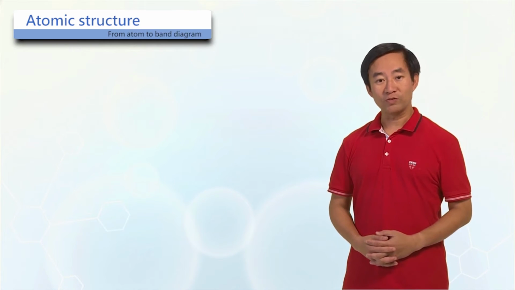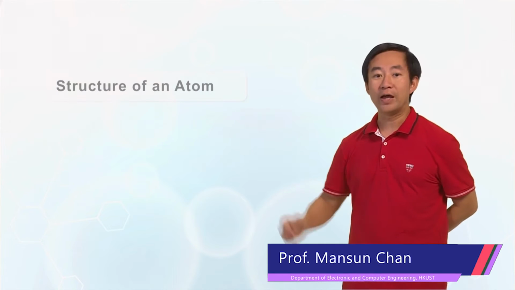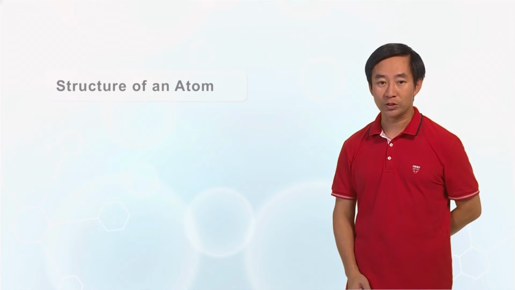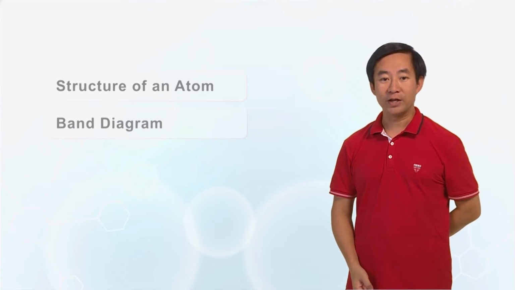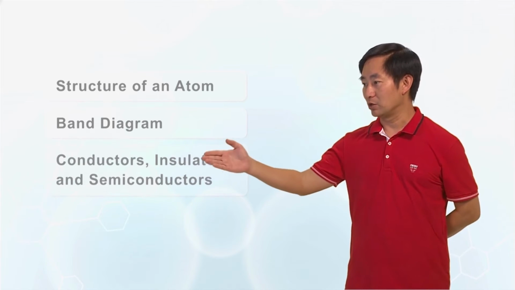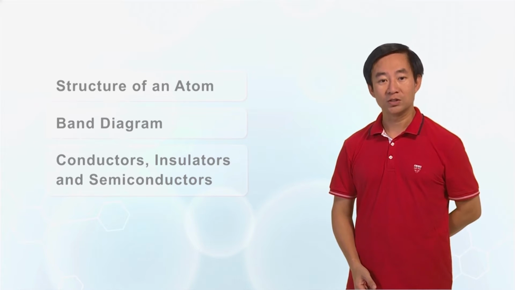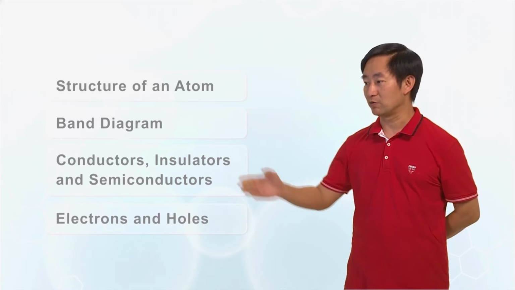In the first module of this course, I'm going to introduce the basic properties of semiconductor materials. I'll go from the structure of an atom to the energy band representations when they are arranged into a solid crystal. With the band diagram, I will then explain the physical distinctions among conductors, insulators, and semiconductors. Finally, I will describe electrons and holes as charge carriers in a semiconductor and how they move around in a piece of solid.